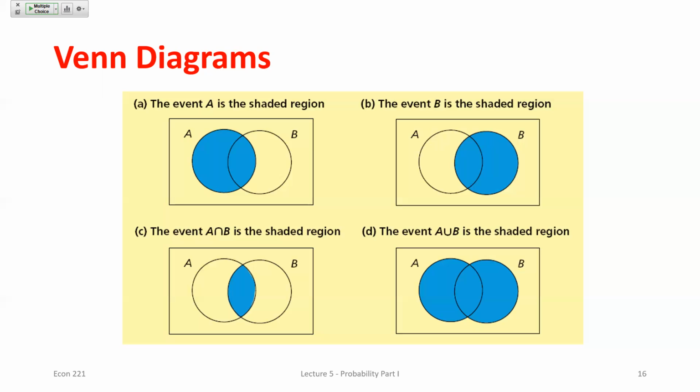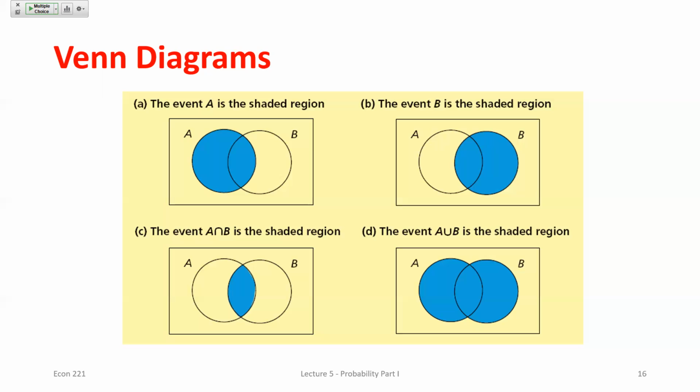If I then want the outcomes that are in event A and B, the intersection, well, that's just where they overlap. Those are the outcomes that are in event B, but they're also in event A, so they're in both circles. That's the area that's in both circles, representing the outcomes that are in both events.